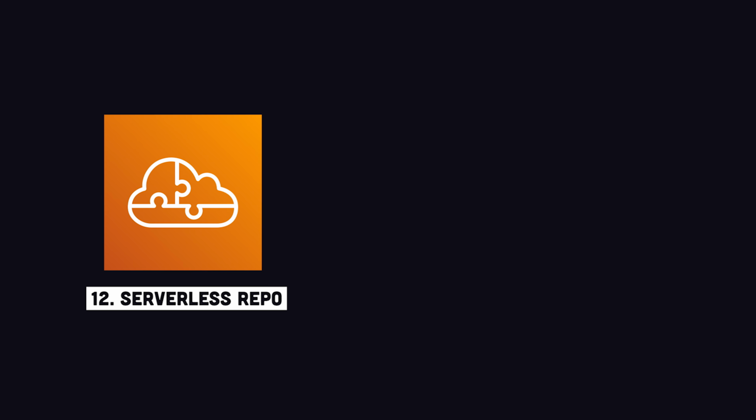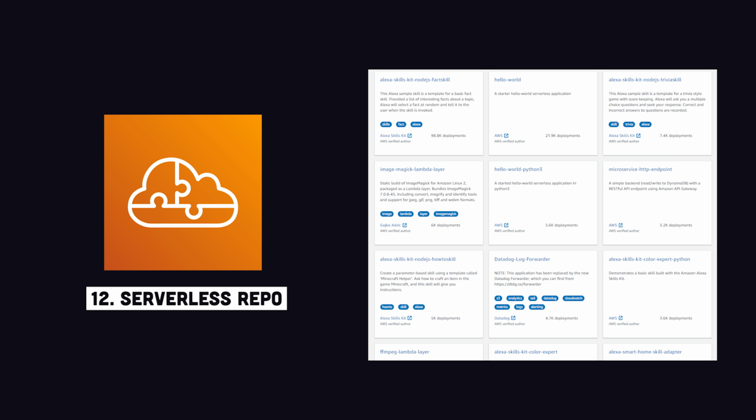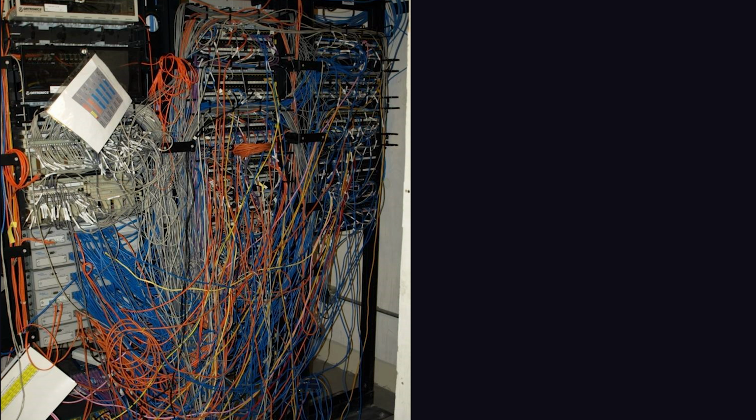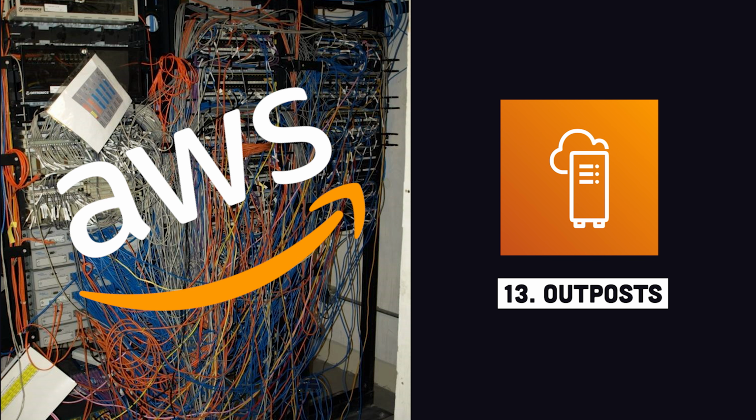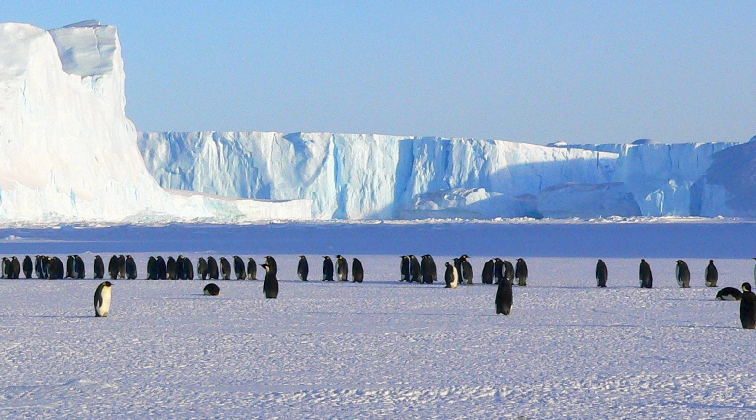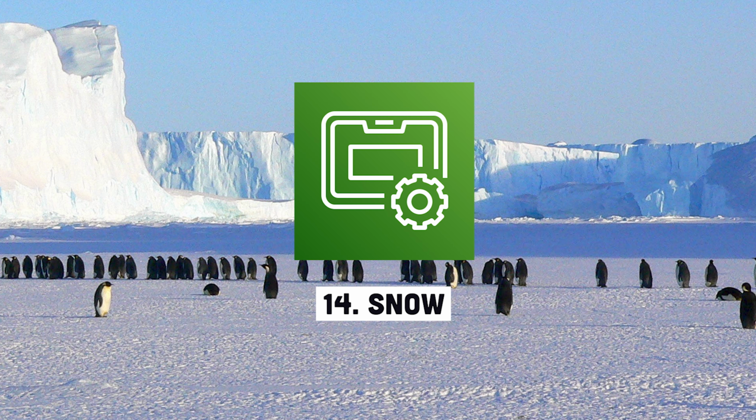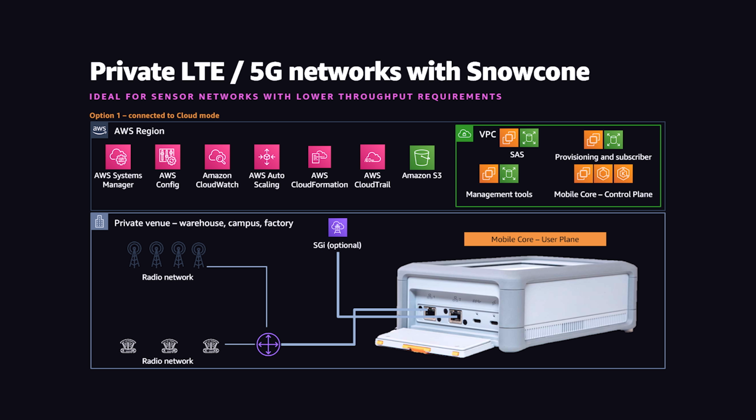Now, if you don't like writing your own code, you can use the Serverless Application Repository to find pre-built functions that you can deploy with the click of a button. But what if you're a huge enterprise with a bunch of its own servers? Outposts is a way to run AWS APIs on your own infrastructure without needing to throw your old servers in the garbage. In other cases, you may want to interact with AWS from remote or extreme environments, like if you're a scientist in the Arctic. Snow devices are like little mini data centers that can work without internet in hostile environments.